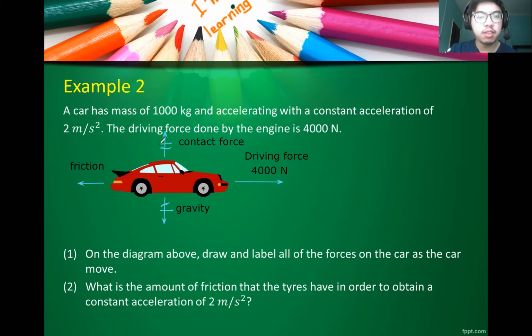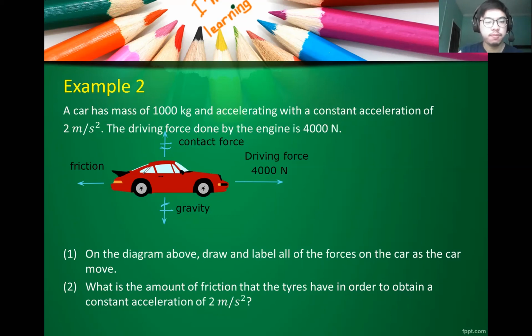That's why I'm writing down the equal sign on the two arrows to indicate that these two forces are equal to each other. So the contact force and the gravitational force are equal to each other, and they cancel out, and we can just ignore them. The driving force is bigger than the friction, of course. That's why I drew the arrows longer for the driving force, and the friction has a shorter arrow. So that is done for question number 1.